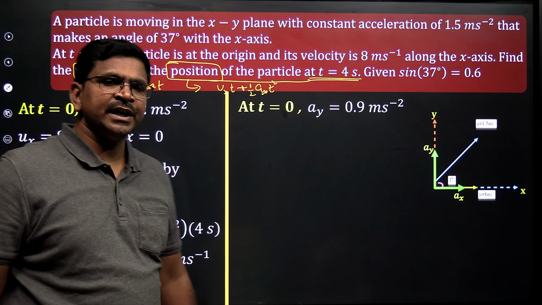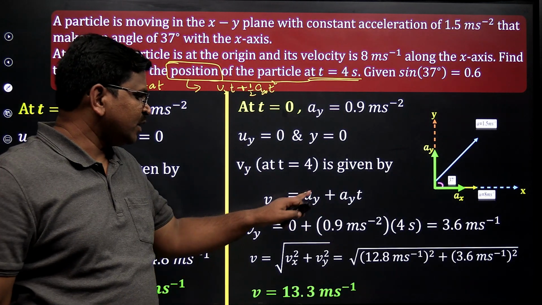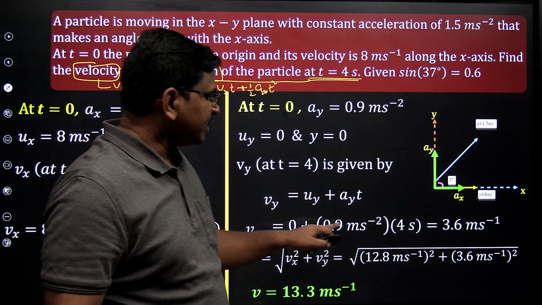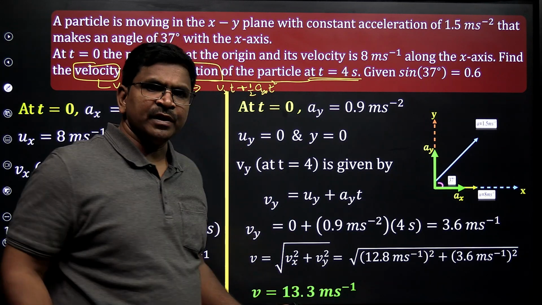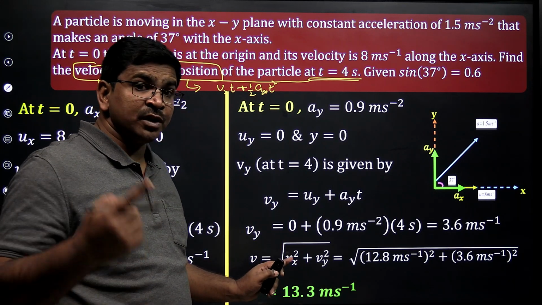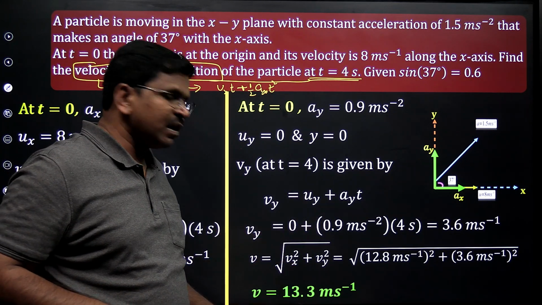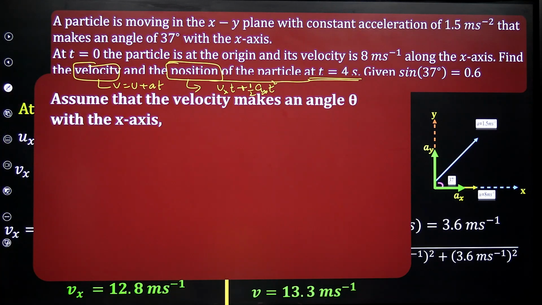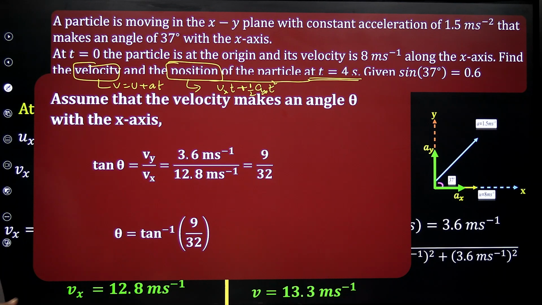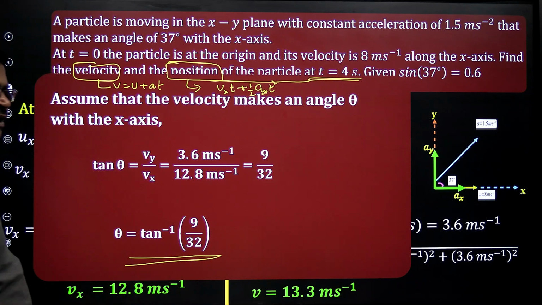And coming to this one, at t equal to 0 along the y direction, we can apply Vy is Uy plus Ayt. Uy value is 0, Ay is 0.9 and t is 4. So you are going to get 3.6. And now for the final velocity, square root of Vx square plus Vy square, which we discussed at the beginning of this session. By simplifying this one, we are going to get 13.3 meter per second. Yes. Now, similarly, for the angle of the velocity, tan theta is Vy by Vx. So by solving this one, we are going to get tan inverse of 9 by 32. So this is about the velocity.